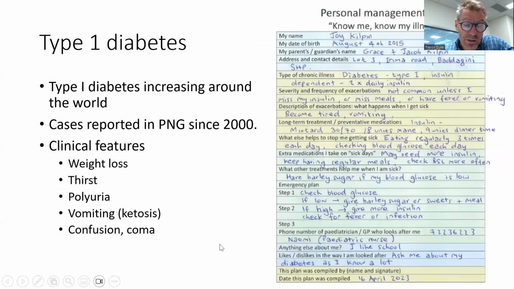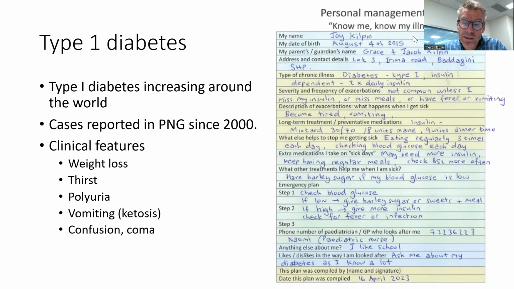And lastly, I wanted to just touch on type 1 diabetes, because that too is increasing around the world. I'm sure you know that the features are weight loss and thirst and polyuria and often vomiting when the child gets very unwell with ketosis, and then confusion and coma. Many children present with the last symptoms, confusion, coma and vomiting. But that's the acute presentation and its management. We need to be able to manage these children long term too.